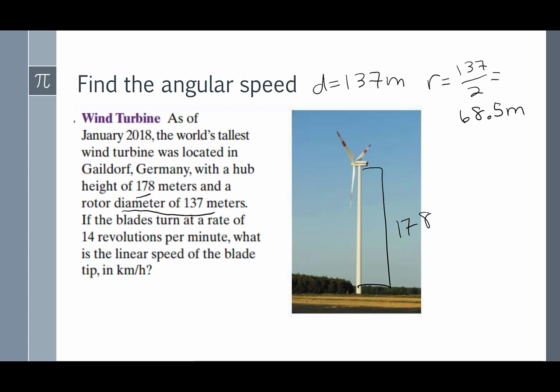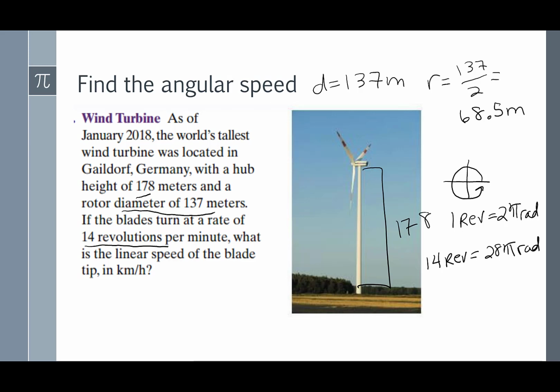The next thing we know is it does 14 revolutions per minute. Well, remember we talked about a circle, and we said every time you go all the way around, that's going to be 2 pi. So every revolution, 1 revolution, is 2 pi radians. So we have to think that we did 14 revolutions. So 14 revolutions would be 14 times 2, which is 28 pi radians.